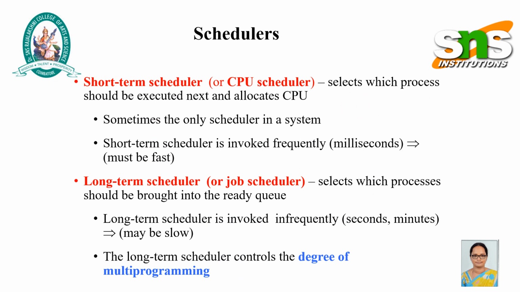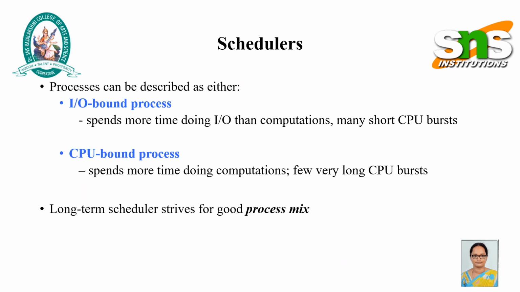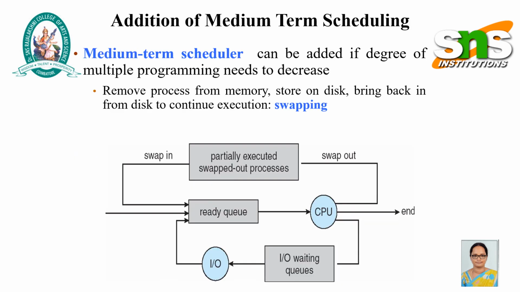Schedulers. We have two types of scheduler: short-term scheduler and long-term scheduler. The short-term scheduler, or CPU scheduler, selects which process should be executed next and allocates the CPU. The long-term scheduler, or job scheduler, selects which processes should be brought into the ready queue. Processes are described as either IO-bound or CPU-bound. An IO-bound process spends more time doing IO than computation, with many short CPU bursts. CPU-bound means it spends more time doing computation, with few very long CPU bursts.